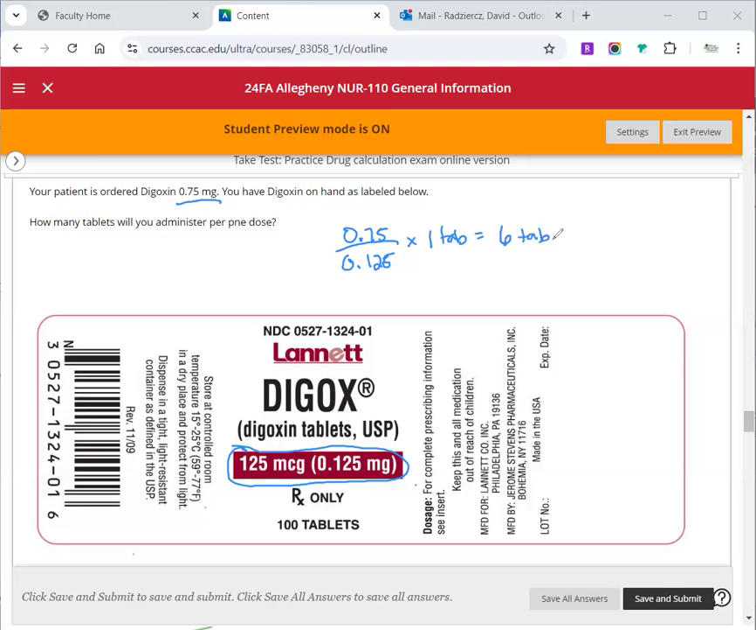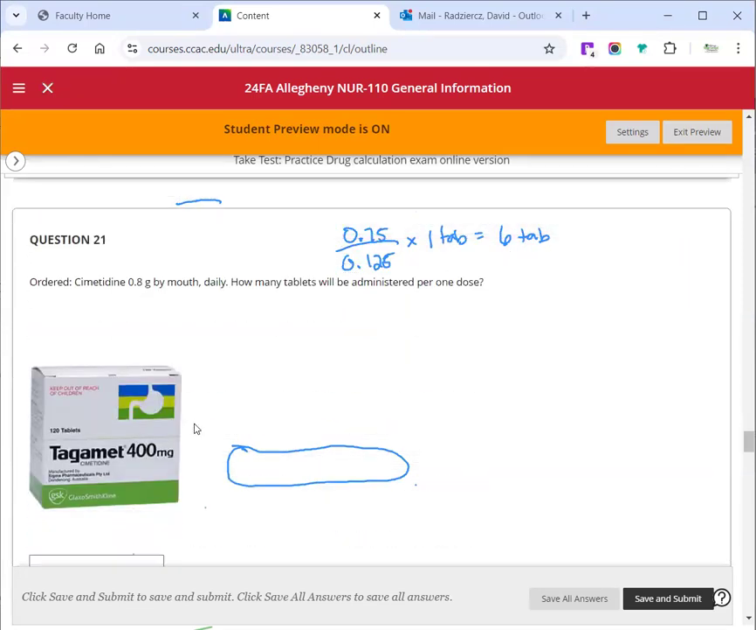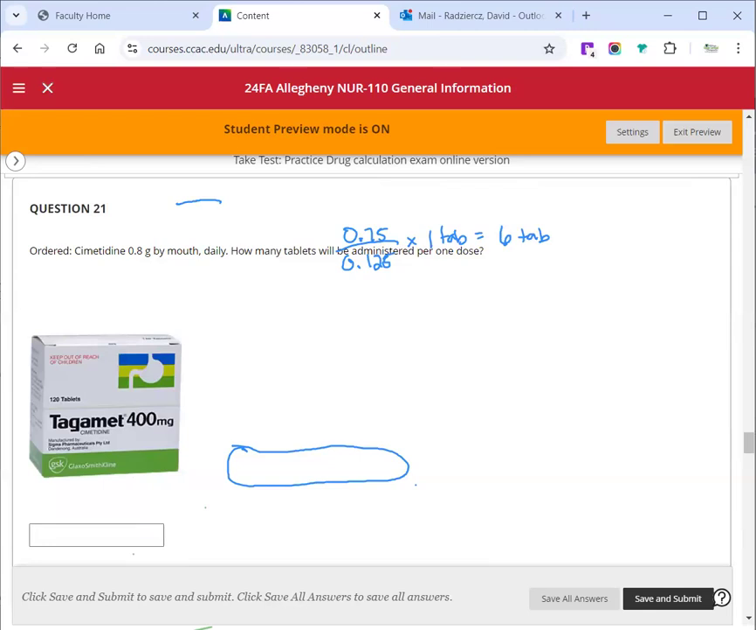I start questioning over 3 when it comes to meds. Okay. So 6 tablets. So we just come down here and put in our 6. And moving right along, almost done.